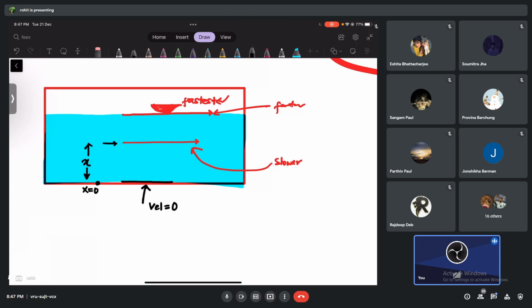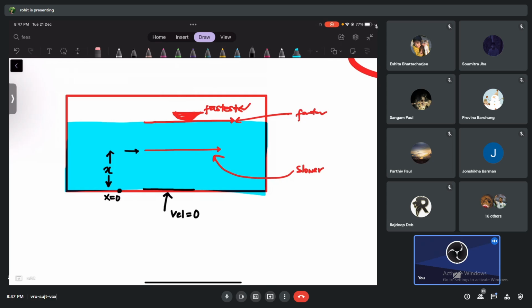If I go on moving above and above, you are going to notice that the layers become faster and faster. Just think about this: right now this particular layer has a velocity called what? V. I think you're clear with that, right? Maybe 30 meters per second, 20 meters per second.